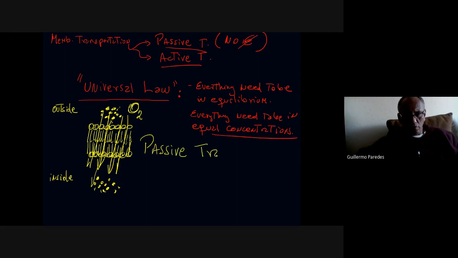Passive transportation. Okay, we got it? Yes. You will learn in the next class that the carbon dioxide is coming from the metabolism of the nutrients. Just to tell you very simply.